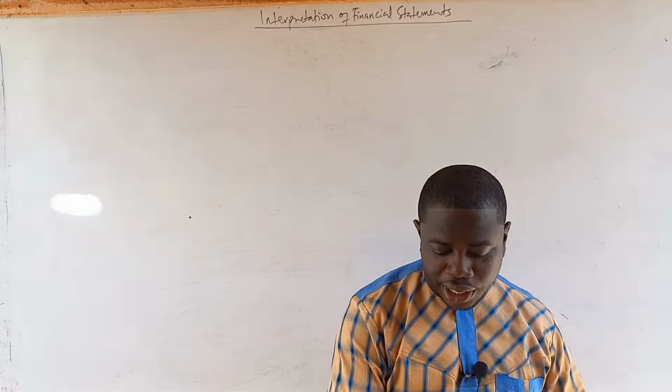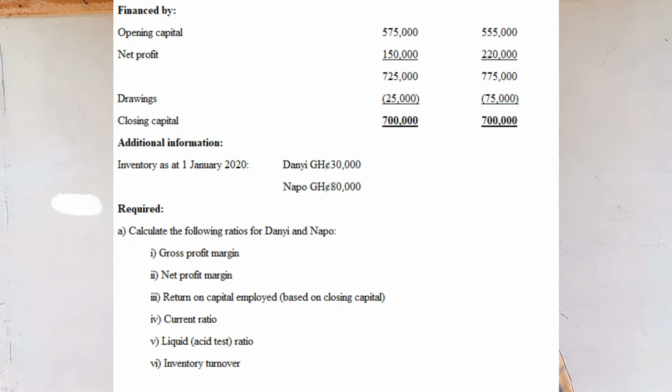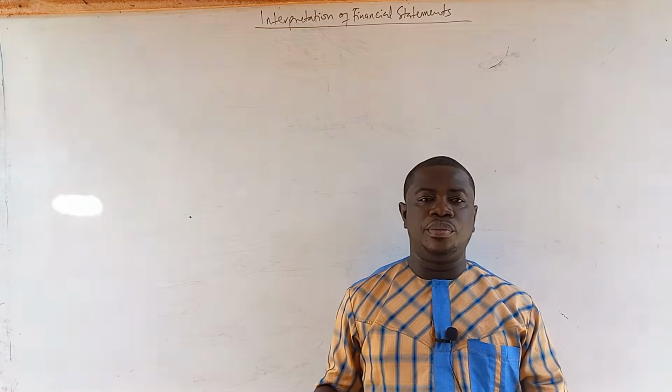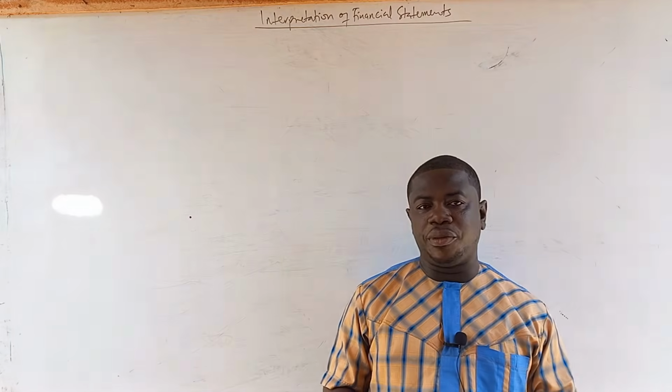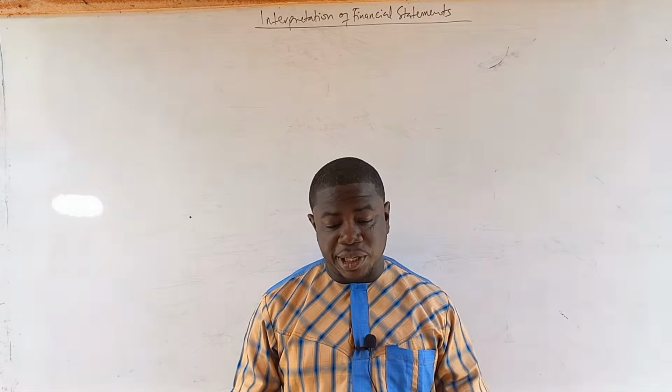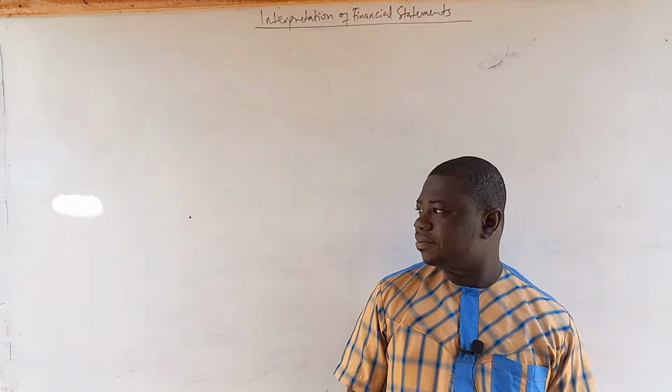Okay, so let us go and look at the requirements. You are required to A, calculate the following ratios for Danny and NAPO. So the first requirement is to calculate the following ratios. I, the gross profit margin, then the net profit margin, returns on capital employed based on the closing capital. And then we have the current ratio, liquid or asset test ratio, and then the inventory turnover. So these are the ratios. We have 3 of them from profitability, and then the other 3 coming from liquidity areas.